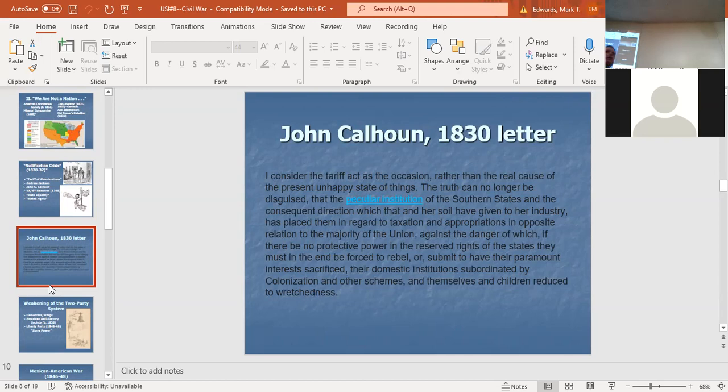What if South Carolina had not backed down? What if they said to Jackson, bring it on? They fully left the Union, raised their army. Jackson had to send troops into South Carolina. What would have happened?